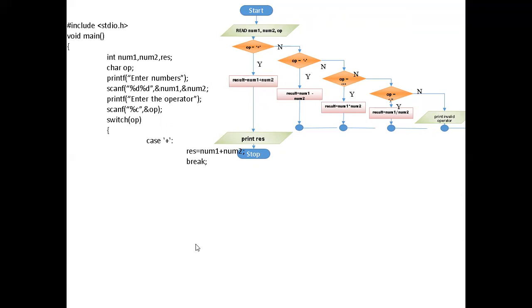The next part is another case, case minus. Then result is equal to num1 minus num2. So this is that part, then break and go to the next part.